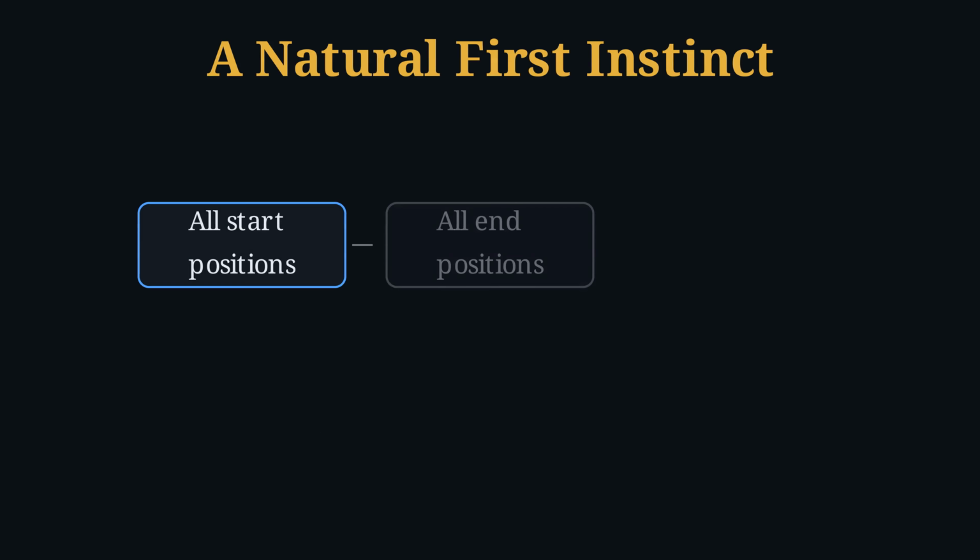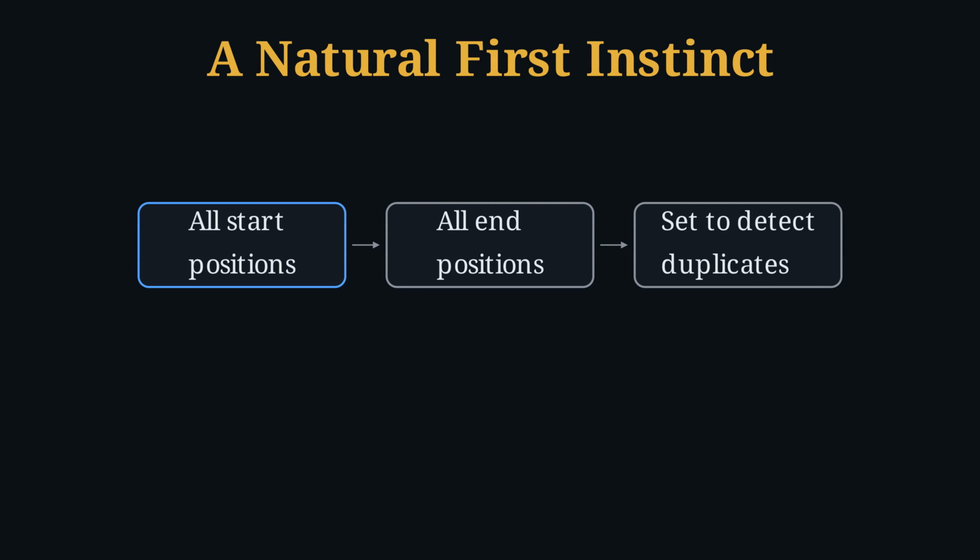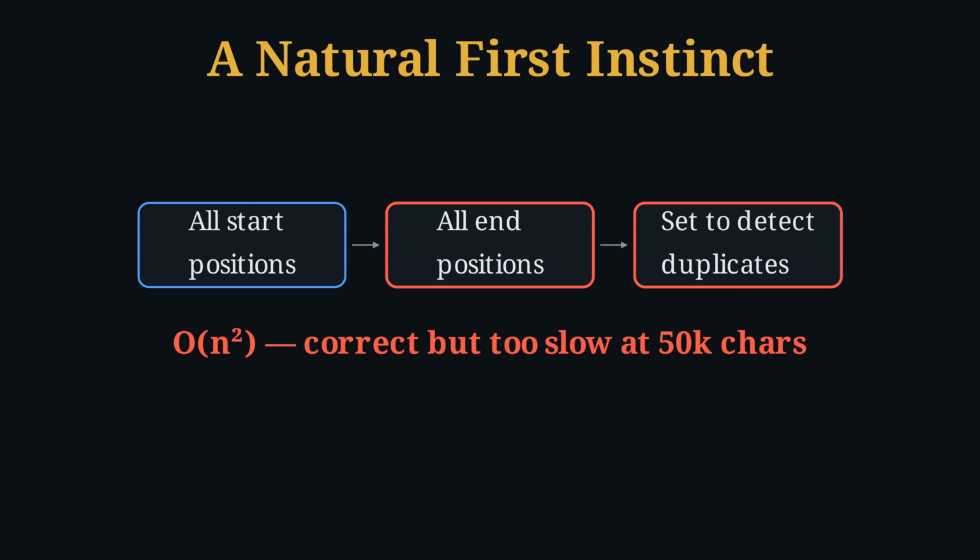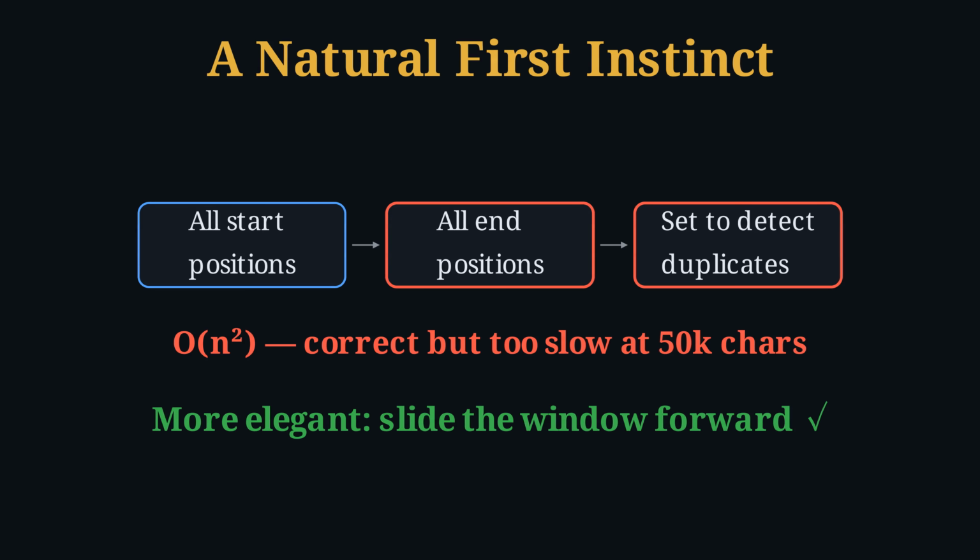Many developers naturally reach for the brute force approach first. Enumerate every start position, expand to every end position, use a set to check for duplicates as you go. It works correctly, and for short inputs it is fine. The problem is it is O of N squared. At 50,000 characters, that is 2.5 billion iterations. Too slow. But recognizing this naturally leads somewhere better. Instead of discarding the entire window when you hit a duplicate and restarting, what if you just moved the left boundary forward? That is the sliding window.